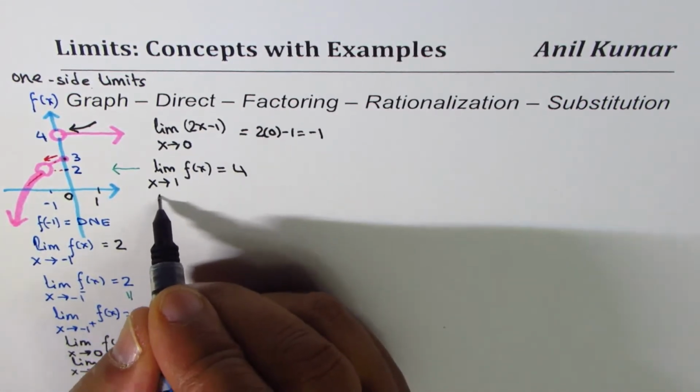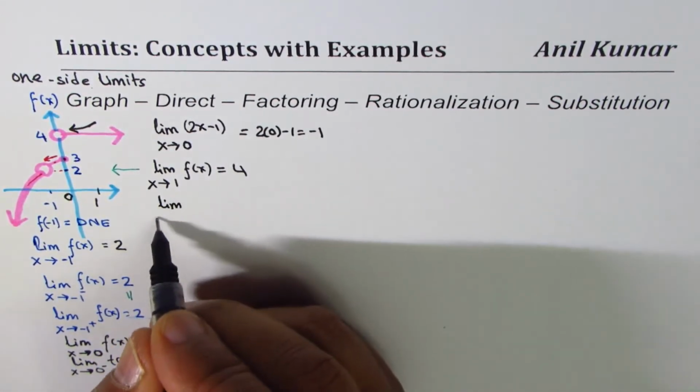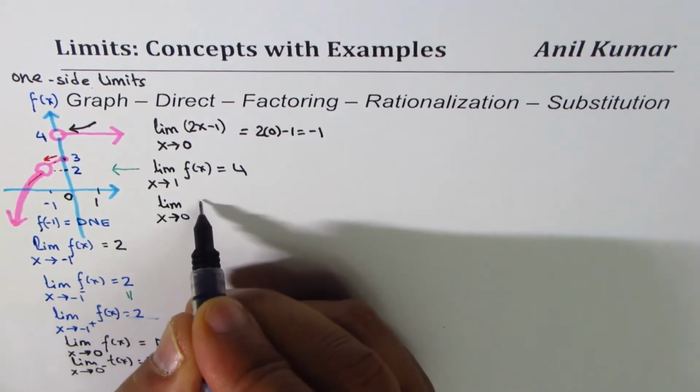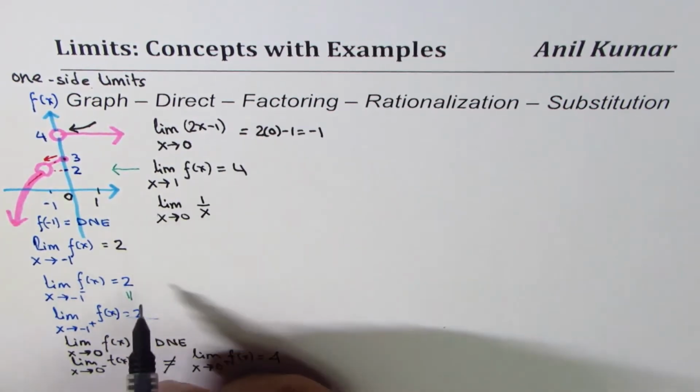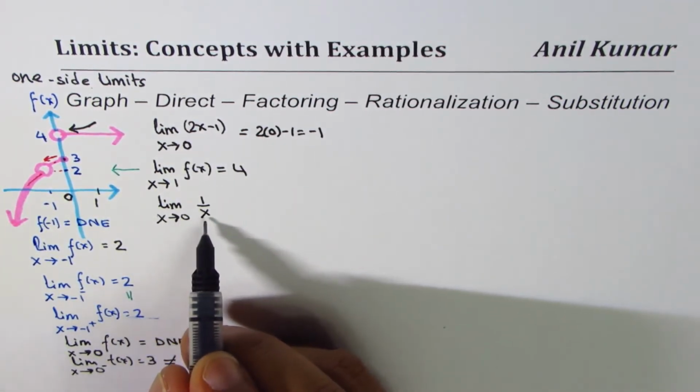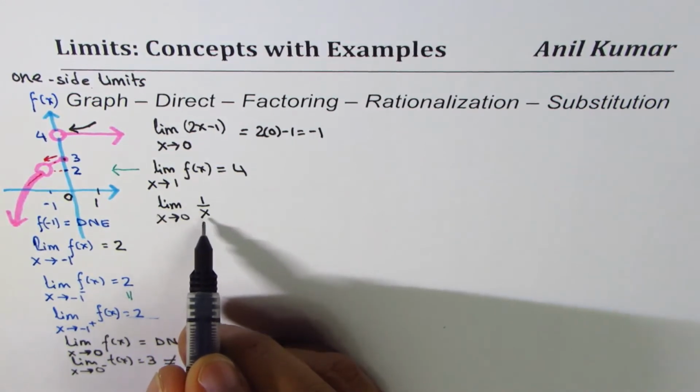Let me give you an example here. Limit when x approaches 0 for the function 1 over x. Now if I substitute 0 here, I get 1 over 0.